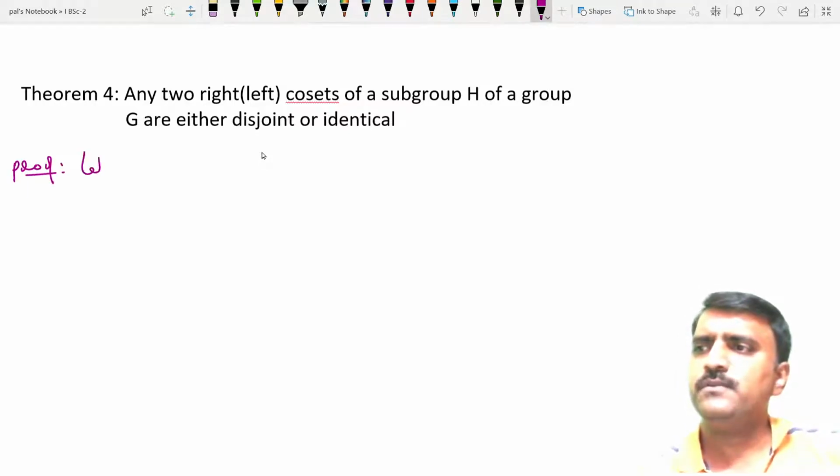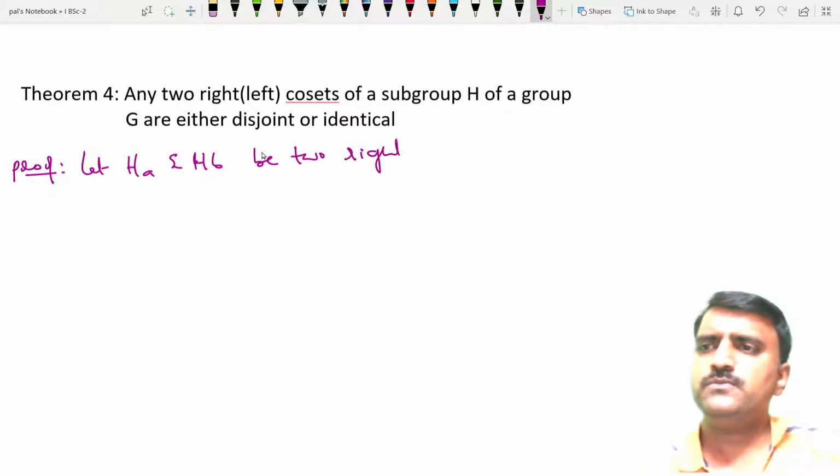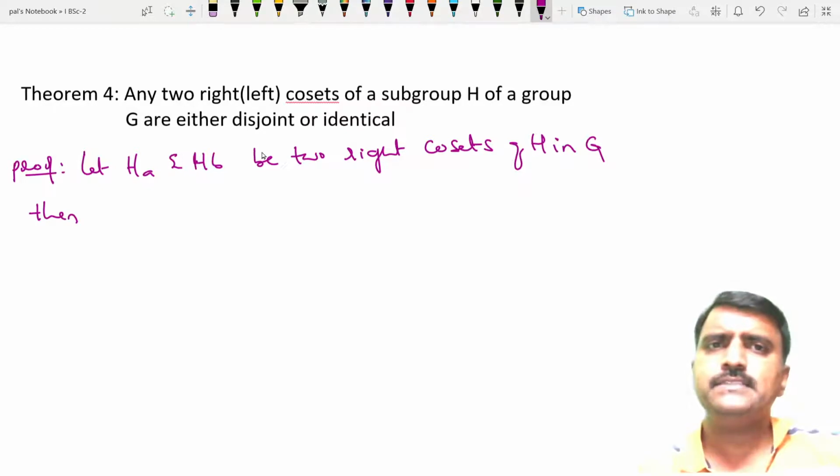Take its proof. Let me take two right cosets HA and HB. Let HA and HB be two right cosets of H in the group G. So then what is the possibility? Either HA and HB are distinct or identical. So they may be distinct, or they may be identical.